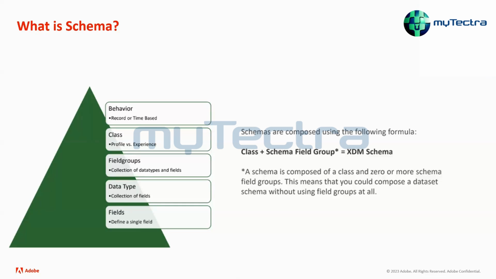This schema is like a table in a database. These categories like behavior, class, field groups, data type, and fields are used to store the data. Yes, kind of, it's like these kinds of tables, but it doesn't have any data. It has some structure. That's it.